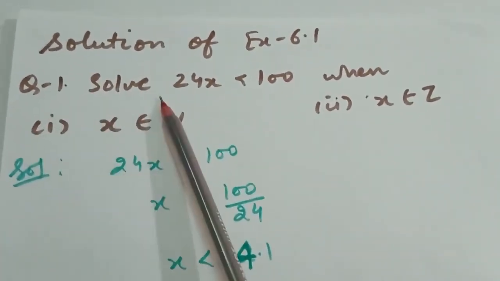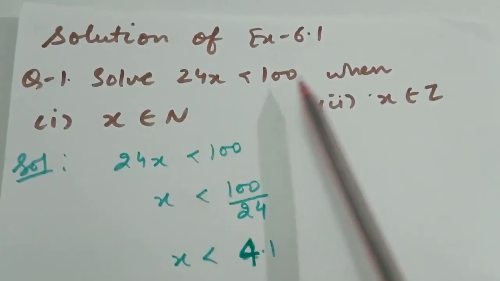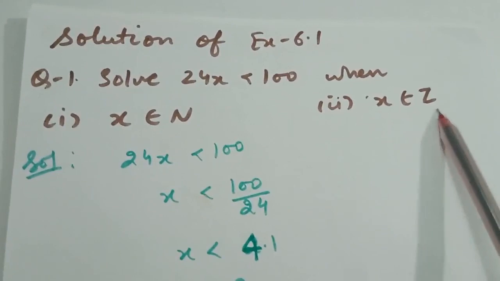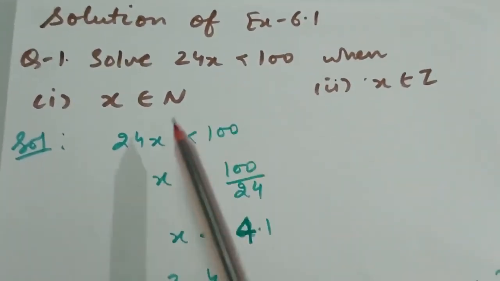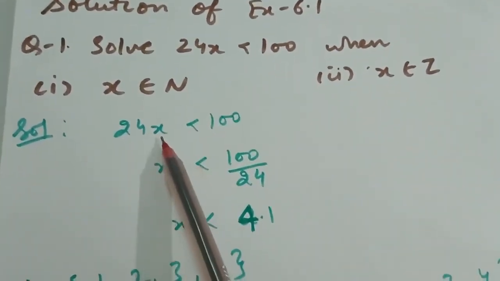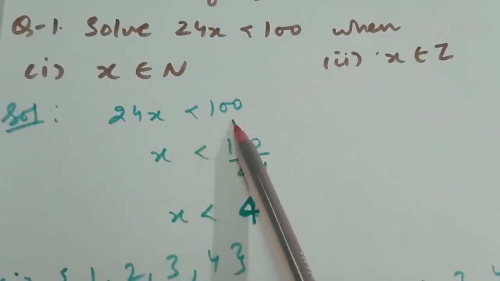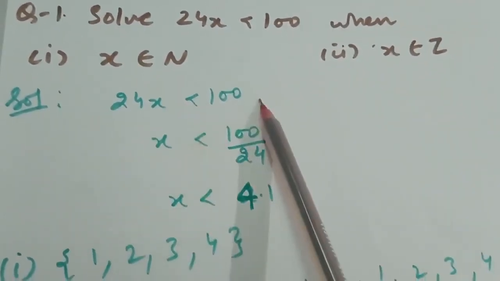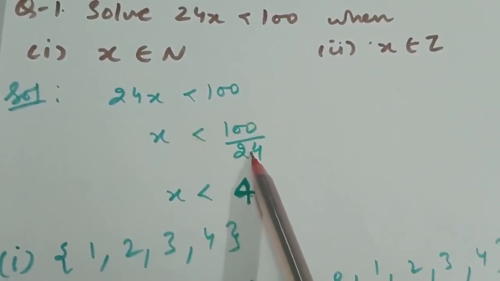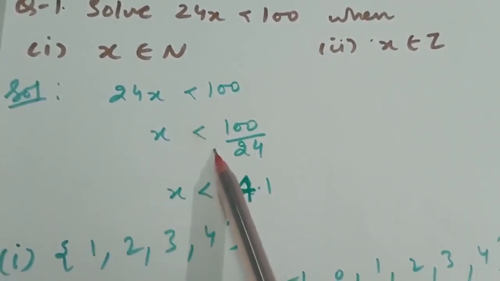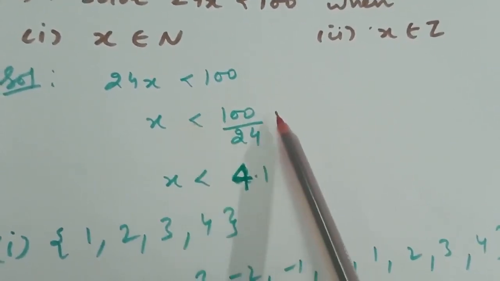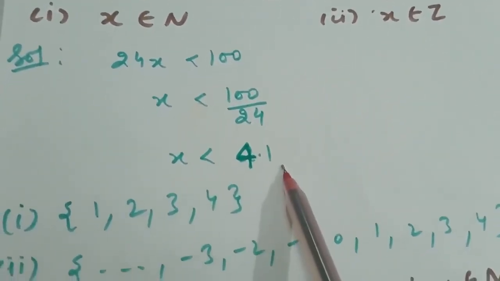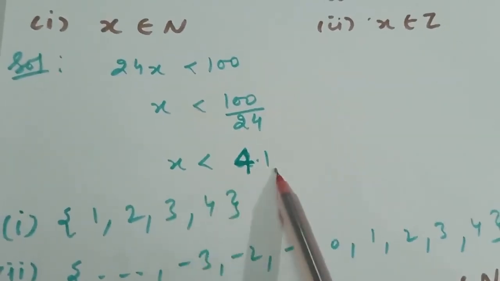Question first: solve 24x less than 100 when x belongs to natural numbers, and second when x belongs to the integers. So the inequality is given as 24x less than 100. To find the value of x, divide both sides by 24. 24 is a positive number, therefore the sign will not change. So x is less than 100 upon 24, which you will get approximately as 4.1. So x is now less than 4.1.